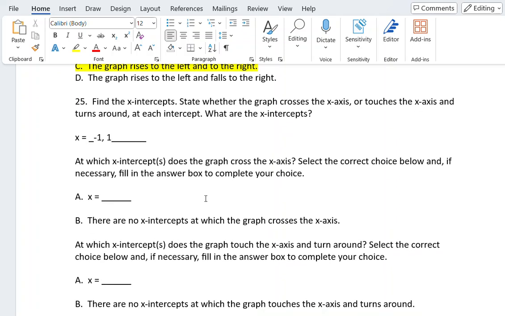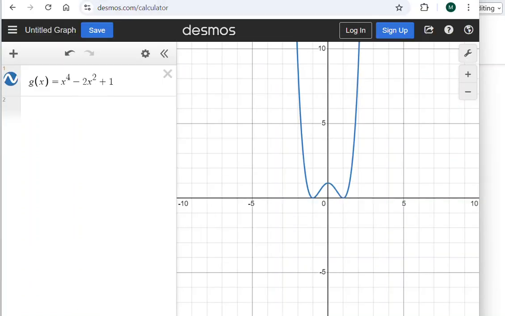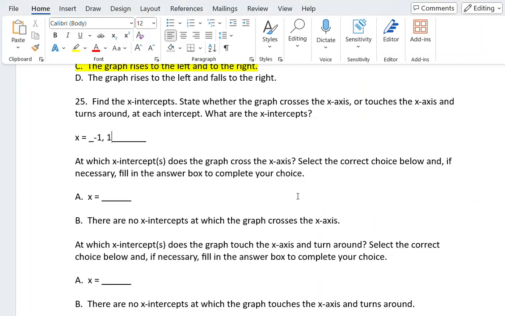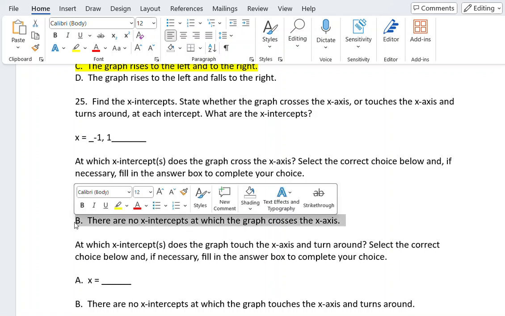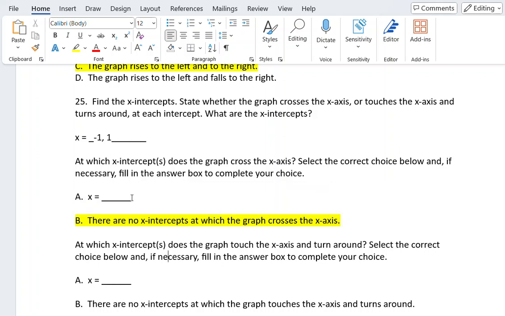At which x-intercepts does the graph cross the x-axis? I can see on my graph that at those x-intercepts, the graph does not cross the x-axis at either of them. So for this one, it's going to be answer choice B. There are no x-intercepts at which the graph crosses the x-axis. If there were, then I would choose answer choice A, and I would type in the values of the x-intercepts there.